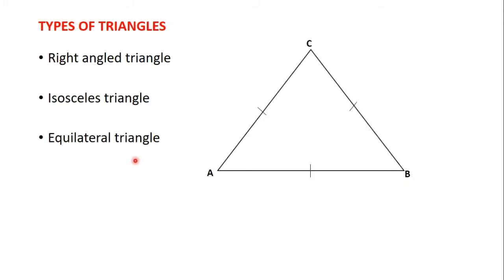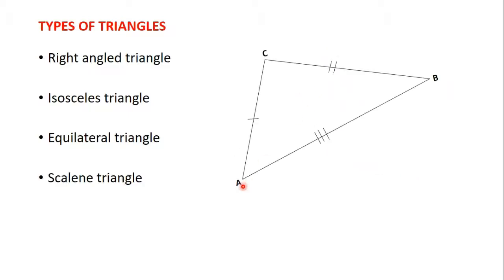We also learned about equilateral triangles, that is triangles with all the sides being equal. So here AC is equal to BC and is equal to AB. So this is an example of an equilateral triangle. We also learned about scalene triangles, triangles that do not have any of the sides being equal. So all the sides are different. So here the side AB is not equal to BC and is not equal to AC. All the sides are different.